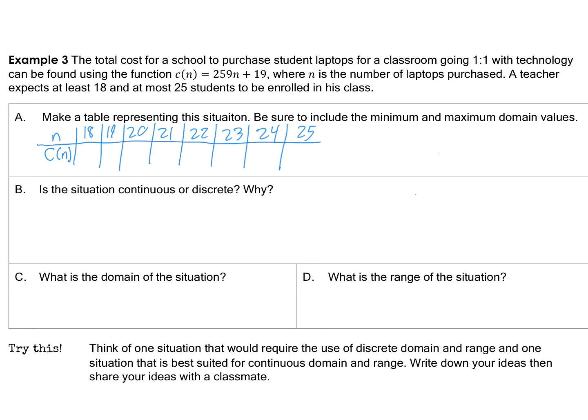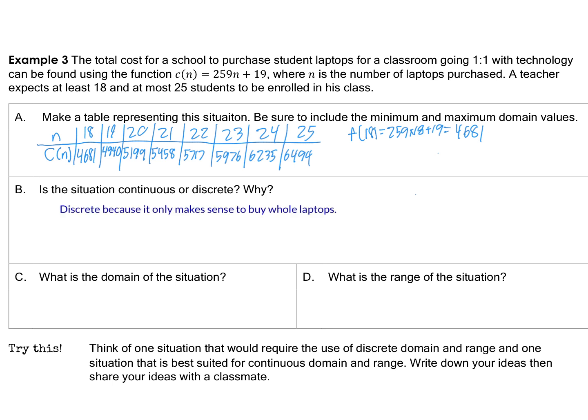To fill in this chart, we will take 259 multiplied by n, for the first one 18, and add 19 to get 4,681. We will repeat this with the other numbers to get 4,940, 5,199, 5,458, 5,717, 5,976, 6,235, and 6,494. We next decide whether the situation is continuous or discrete.